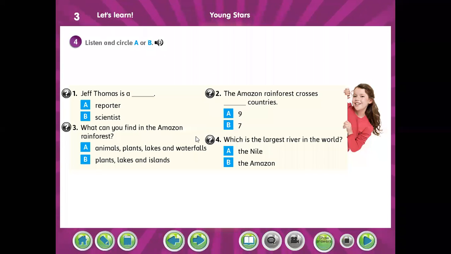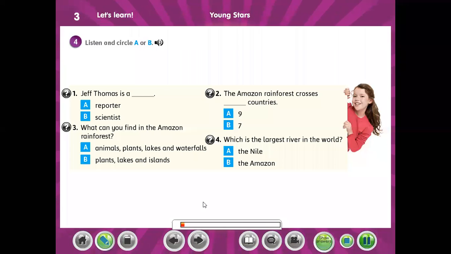Okay, one repetition more, please. Circle the correct answer, okay? Repetition 2.